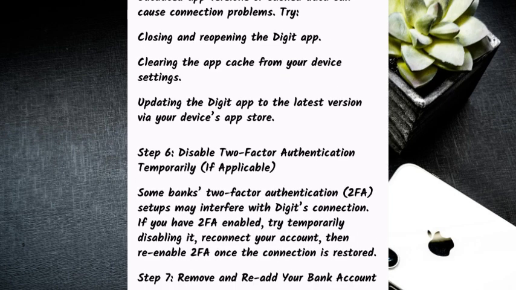Step 6. Disable two-factor authentication temporarily. Some banks' two-factor authentication setup may interfere with Digit's connection. So if you have two-factor authentication enabled, you want to try to temporarily disable it and reconnect your account, and then re-enable two-factor authentication once the connection is restored.